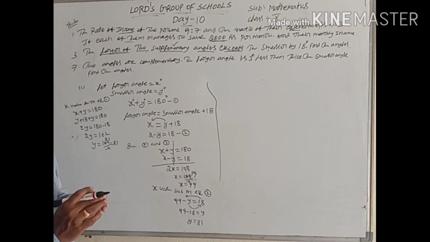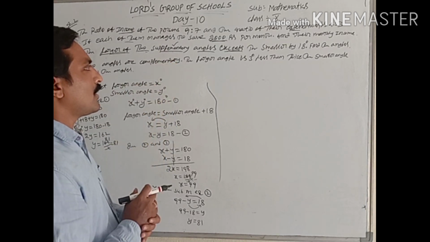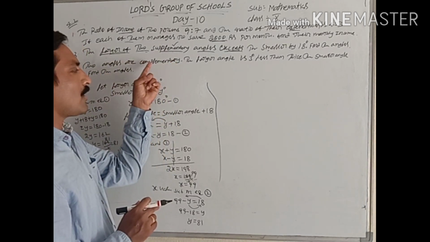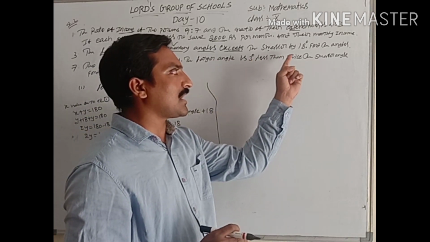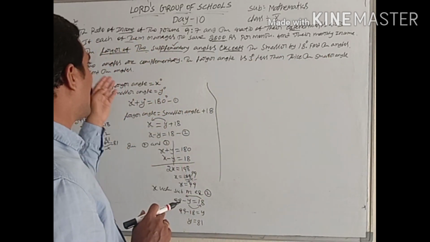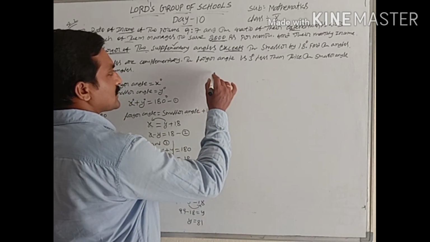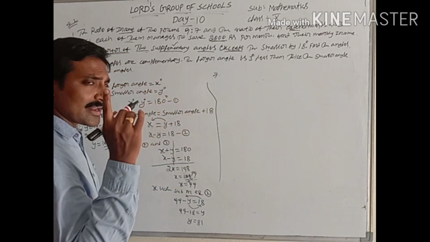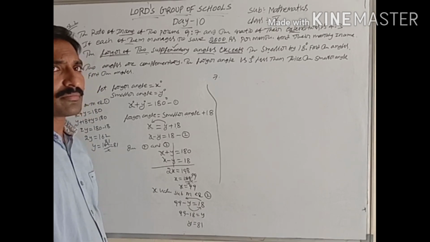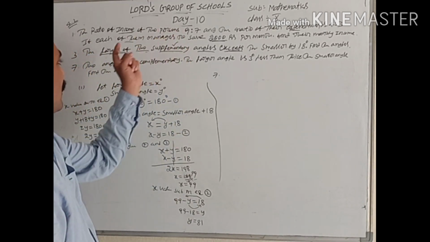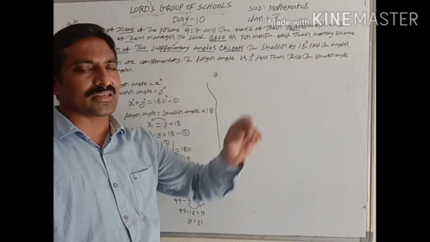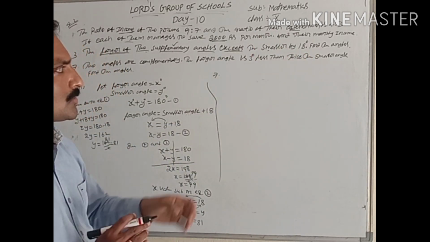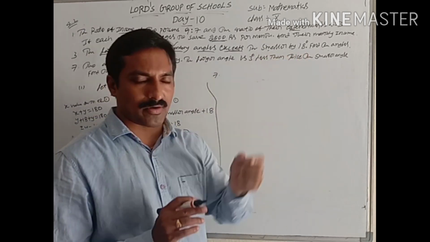Next, the last one, the 7th one. Two angles are complementary. The larger angle is 3 degrees less than twice the smaller angle. Find the angles. Now what is the 7th question saying? Two angles are complementary. The larger angle is 3 degrees less than twice the smaller angle. In this question also, what is the larger one, and what is the smaller one?